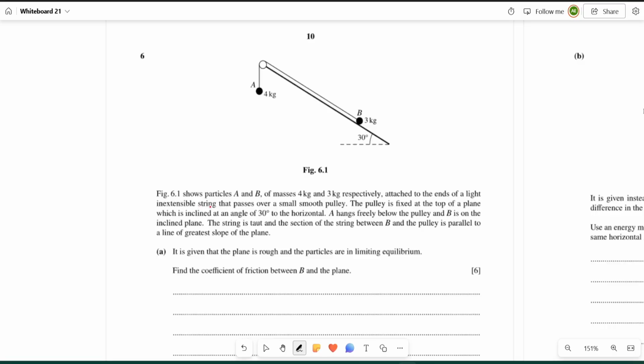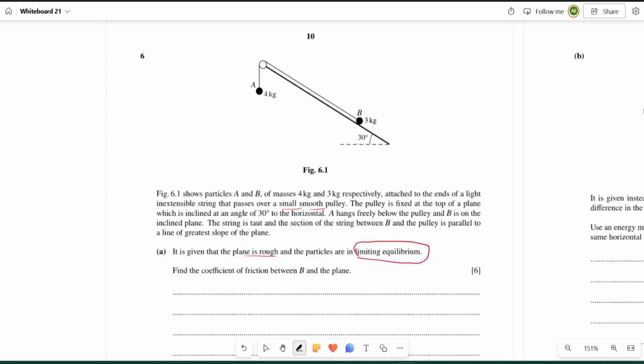So it's an inextensible string that passes over a small smooth pulley. So the pulley is massless and there is no friction in the pulley. The pulley is fixed at the top of a plane, which is inclined at an angle of 30 degrees to the horizontal. A hangs freely below the pulley and B is on an inclined plane. The string is taut and the section of the string between B and the pulley is parallel to the line of greatest slope. It's given that the plane is rough. That means that there will be some friction, and the particles are in limiting equilibrium.